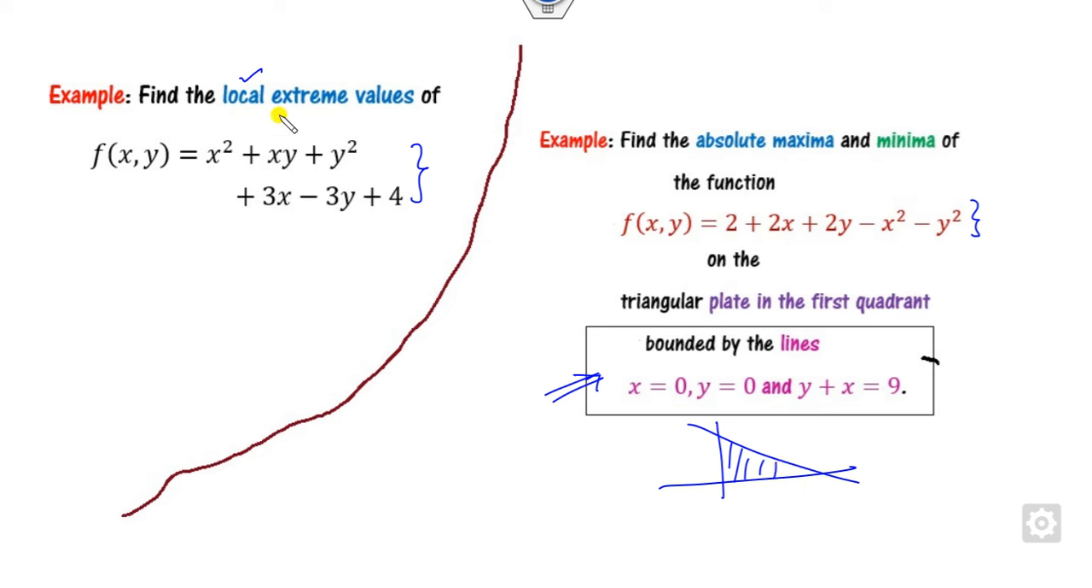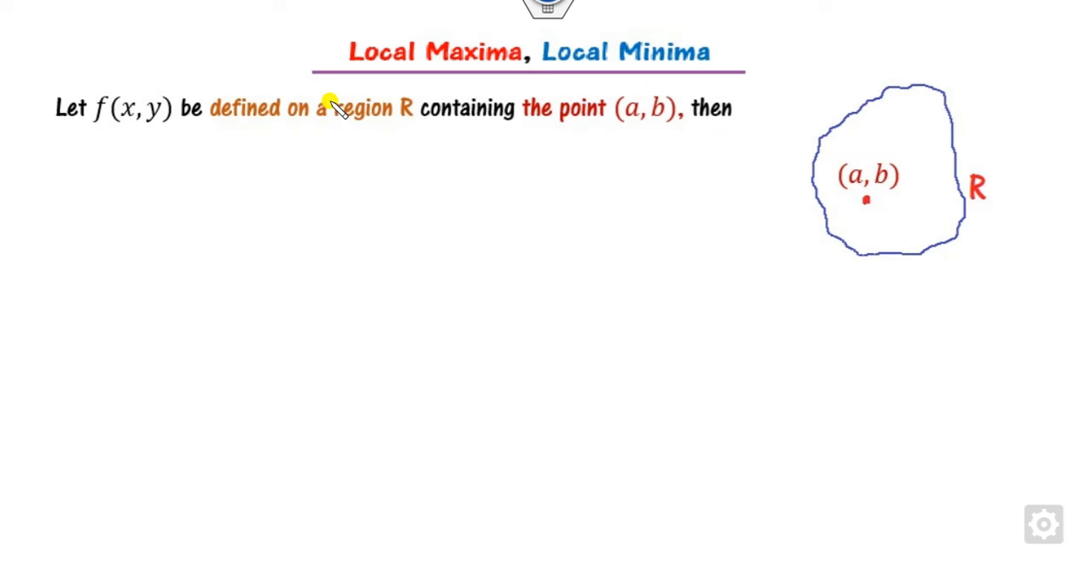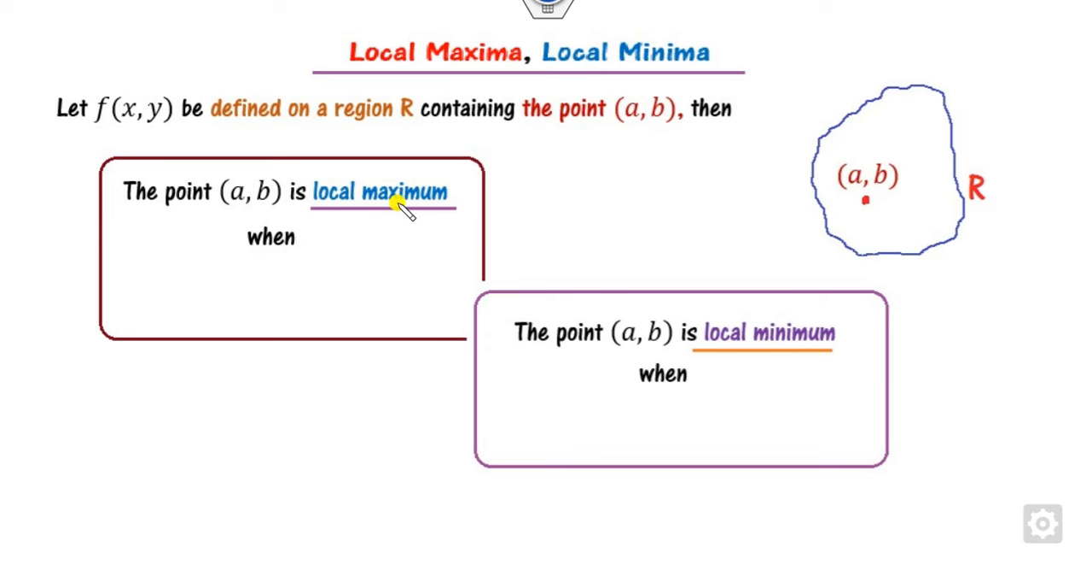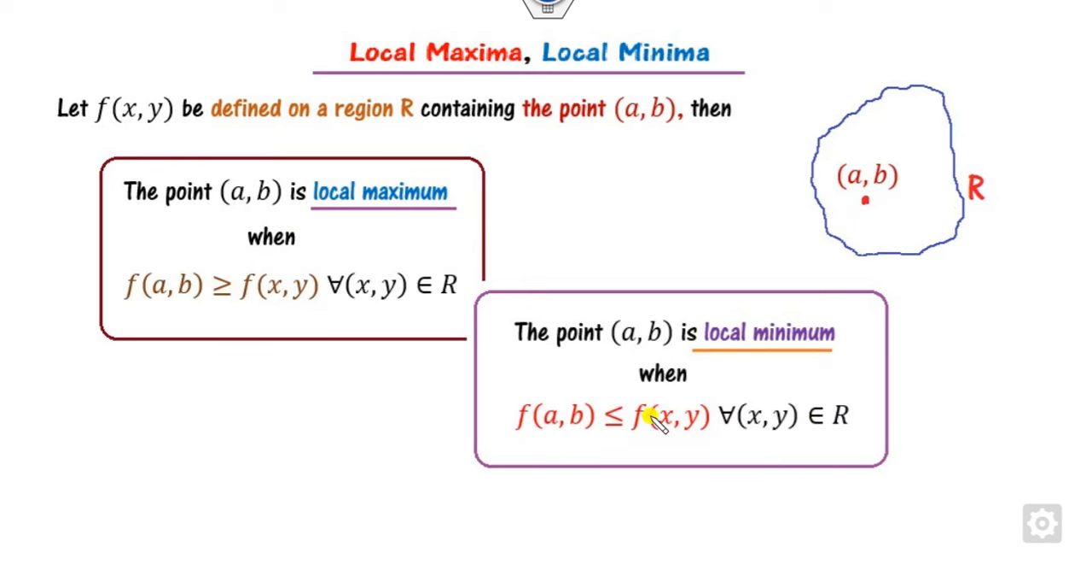In this lecture, we will first learn how to find the local maxima and minima. What is the meaning of local maxima and minima? If you have a function f of x, y which is defined in the region R, and (a, b) is any point inside it, then the function is said to have a local maximum or minimum at this point when you compare the function value at (a, b) with the function value at all the other points of the domain. It is a maximum when it is greater than or equal to, and a minimum when it is less than or equal to, the values at all the other pairs (x, y).